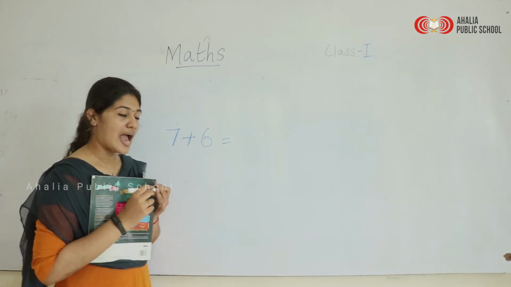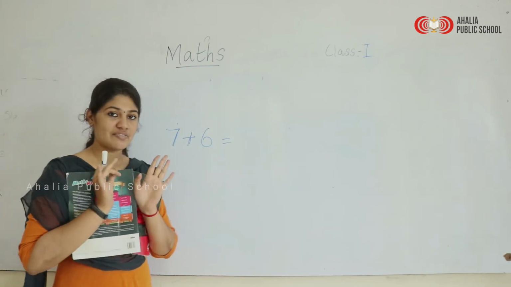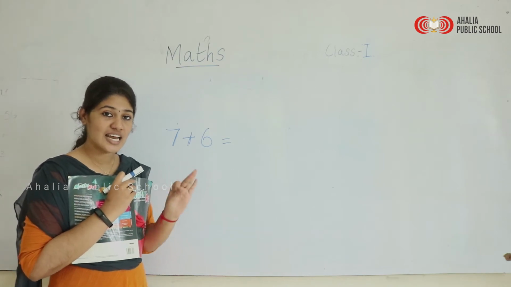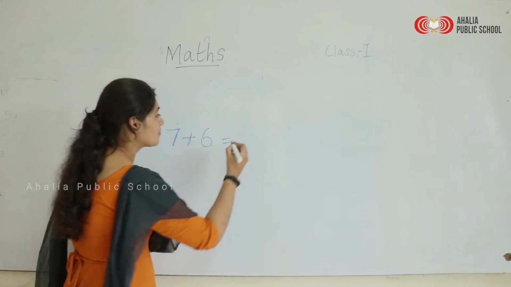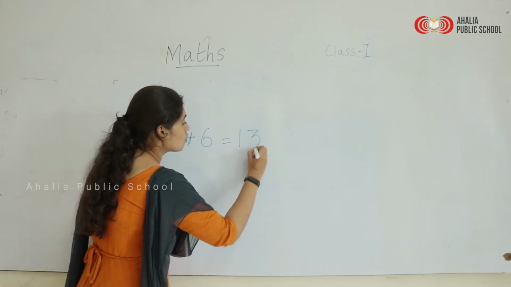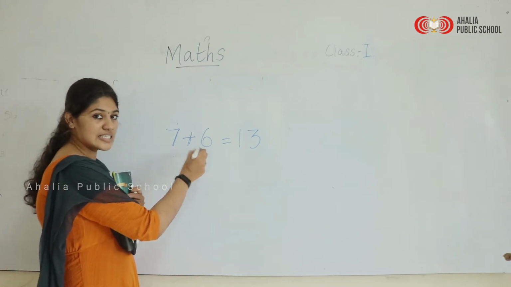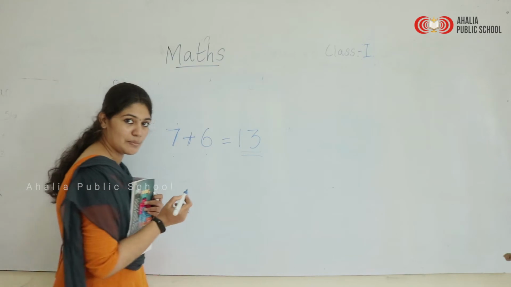So we want to add 6 to the number 7. What is it? Take 7 and count 6 more. 7, 8, 9, 10, 11, 12, 13. The number will be 13. So we are adding two single digit numbers and we are getting a two digit number.